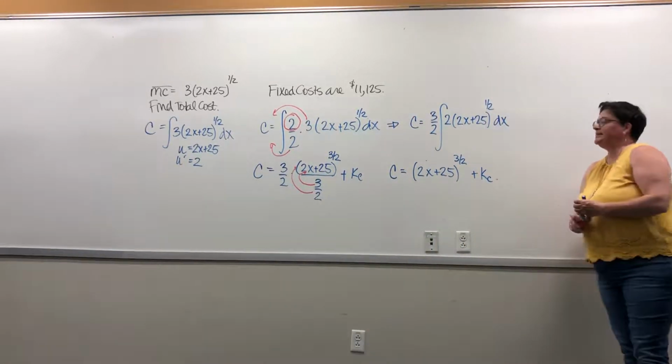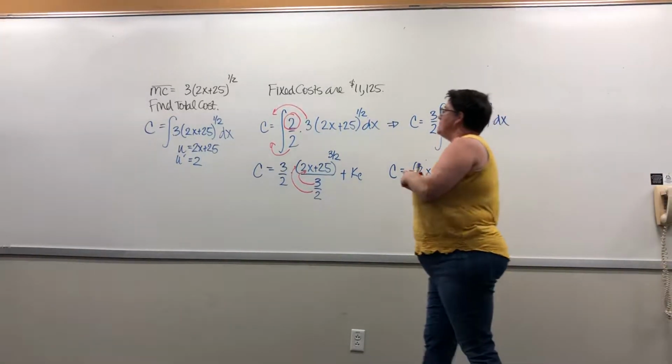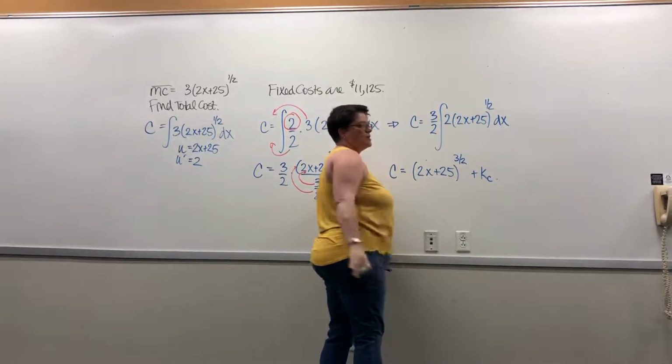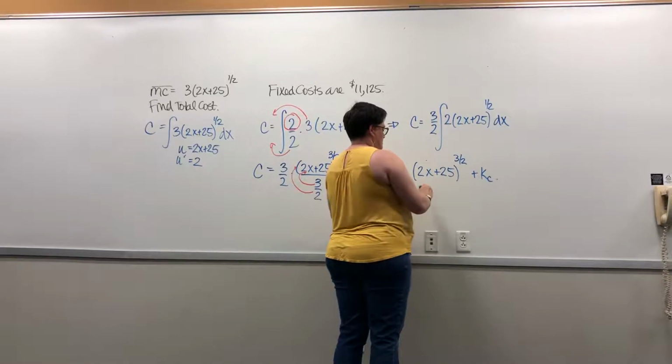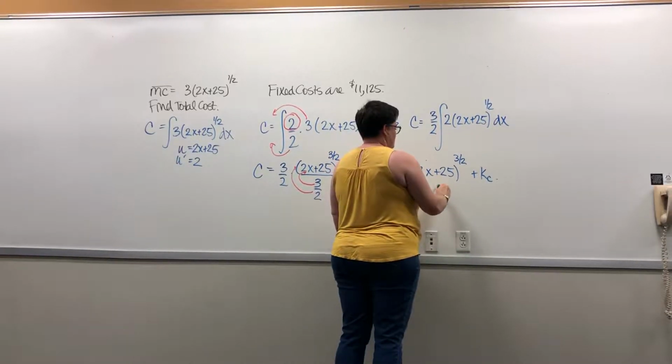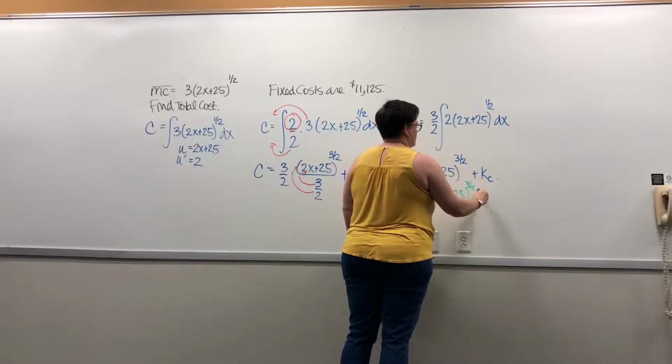So now what do I need? Plus one nugget, I need a nugget. What's my nugget, Ryan? Numerator plus the denominator over denominator, so 1 plus 3 over 2. So how do I set that up in the equation? The fixed cost is 11,125, equal to 0 plus 25 to the 3, plus K.